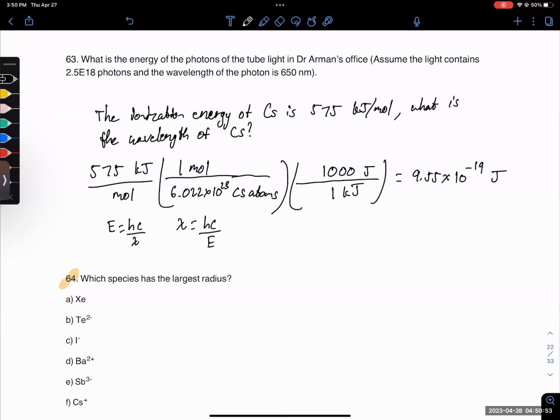6.626. What unit do you want? Maybe SI units. One sec. Yeah, that's what you do. So once you do that calculation, what you'll get is 2.08 times 10 to the negative 7 meters.